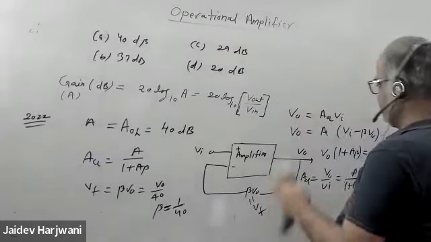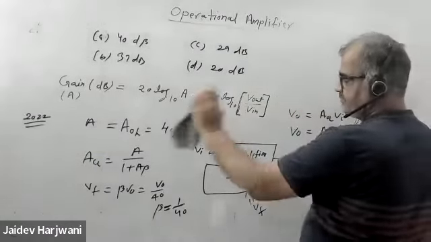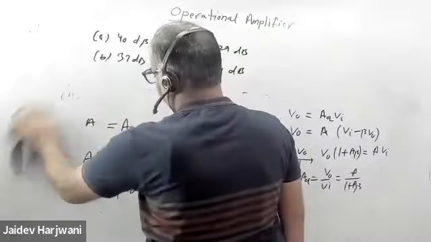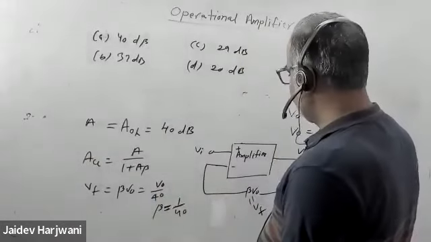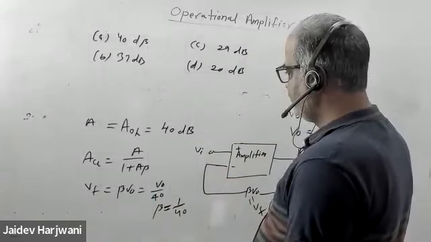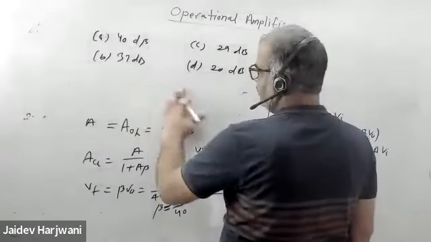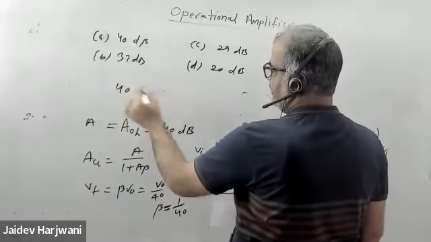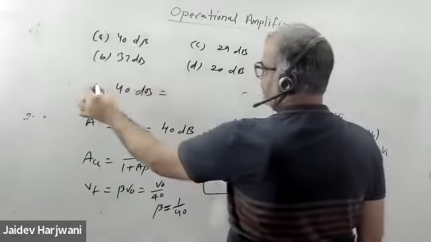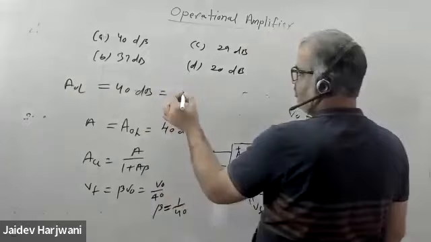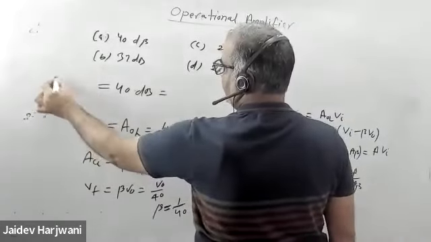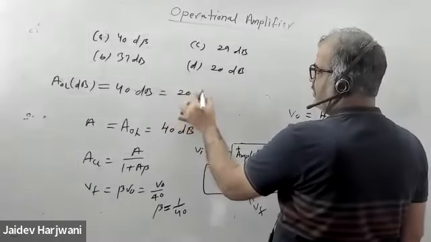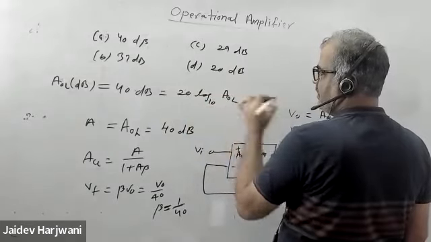The new gain you can find easily. Can I erase this one? They have given you open loop gain as 40 dB. You can do back calculations and convert it into numbers. So 40 dB equals 20 log10 of AOL in normal units.